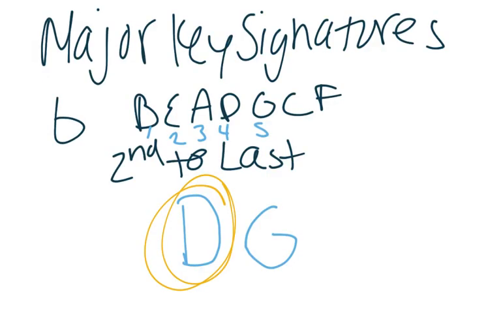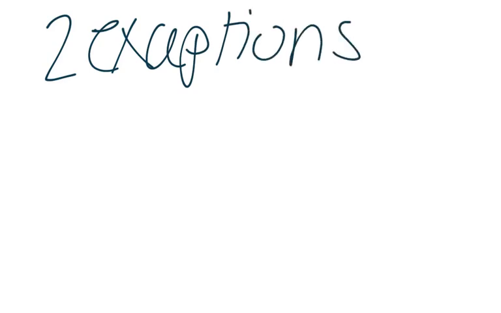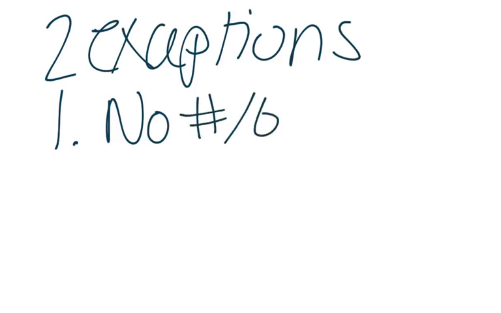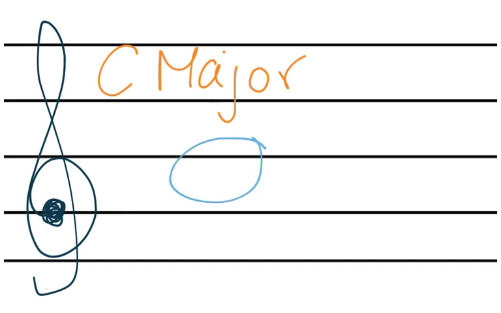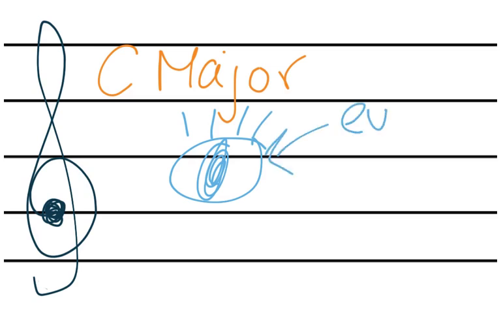There are two exceptions to the rule. Number 1, the key with no sharps or flats. It looks like this. This key is known as C major. The way that I remember that C major has no sharps or flats is because in C major you can't see any sharps or flats. That's why I drew an eye, because you can't see any.